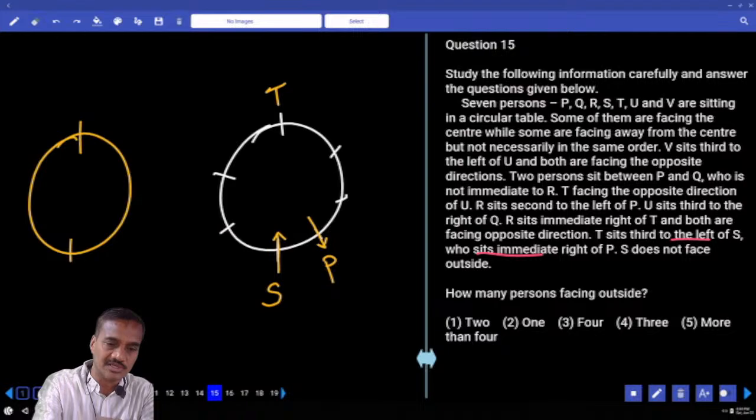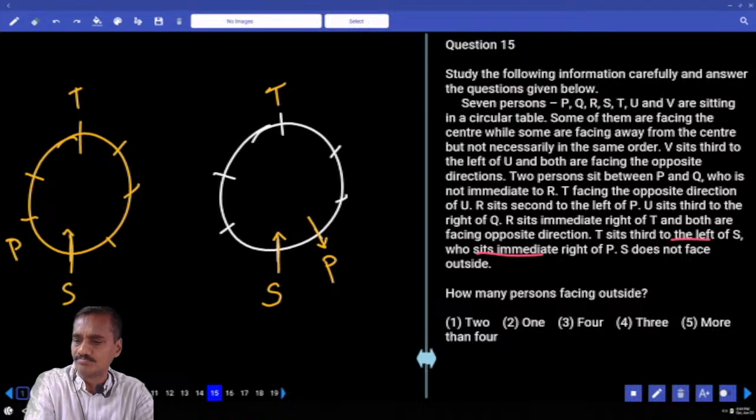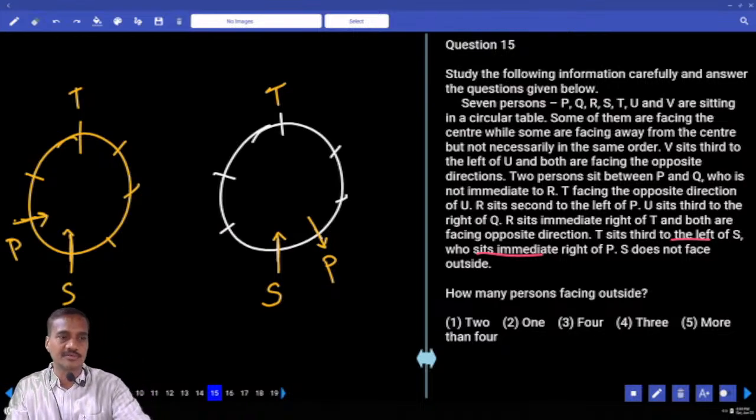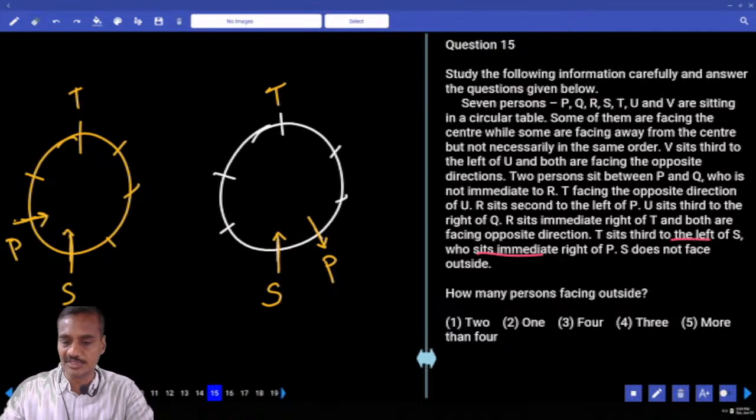Now in the second case, there are 7 persons. Now S is facing towards the center. Now T is here. Now P is here. And S is sitting to the immediate right of P. And P must be facing towards the center. Clear now? Now as of now we have done with S, P and T.